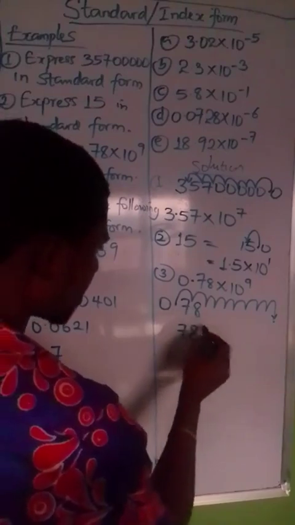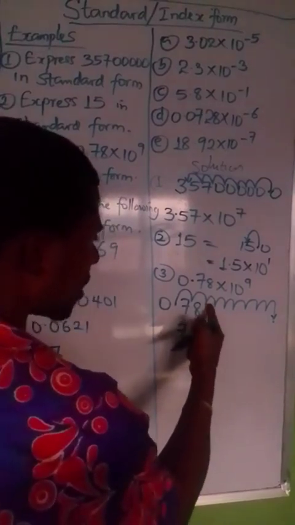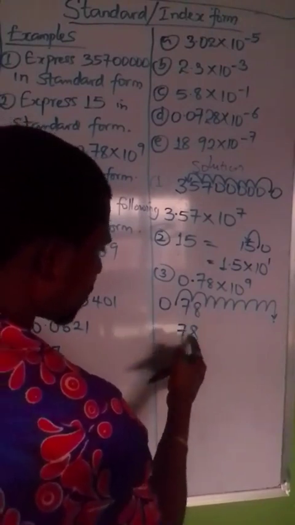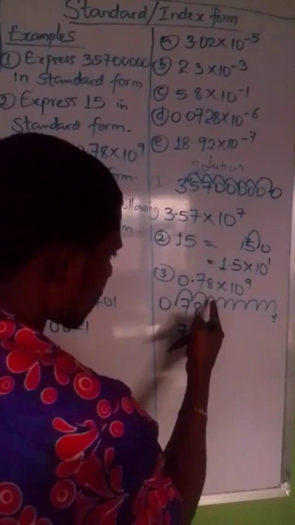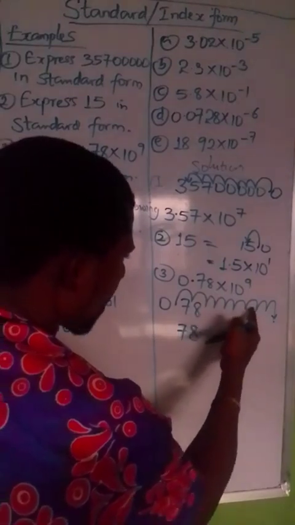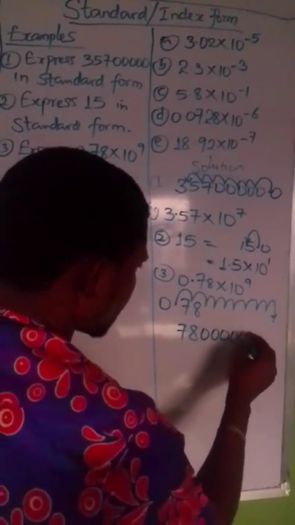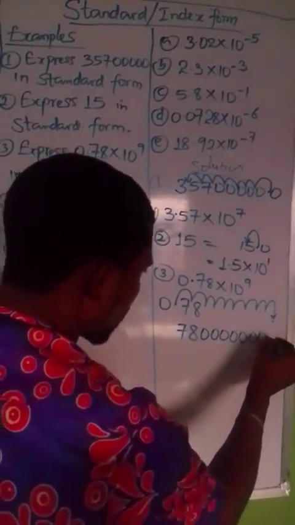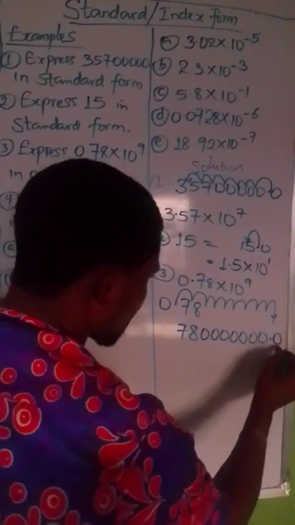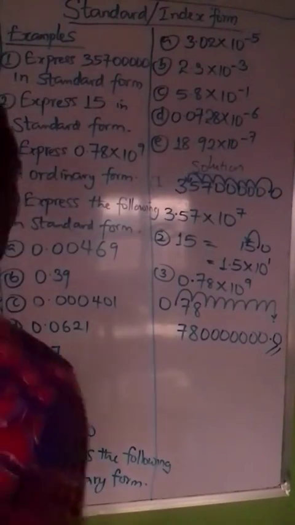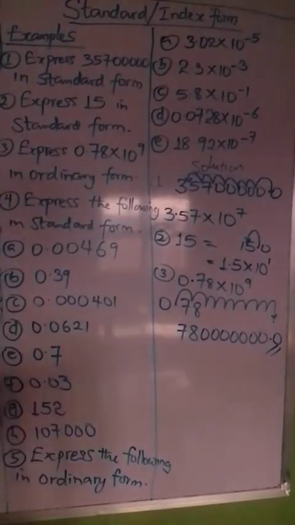So I write 7.8. Then I count how many spaces there are when my point moves. So I have 7.8, 1, 2, 3, 4, 5, 6, 7. Then my point. Then I put 0. So that's my answer. All right.